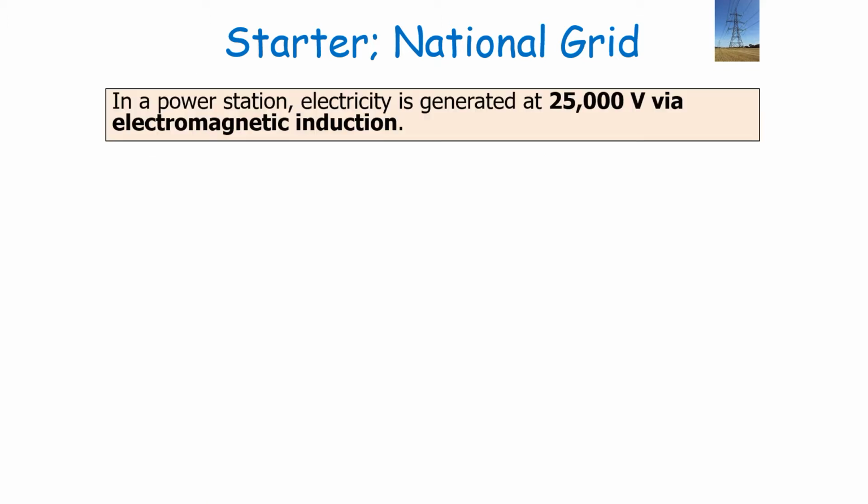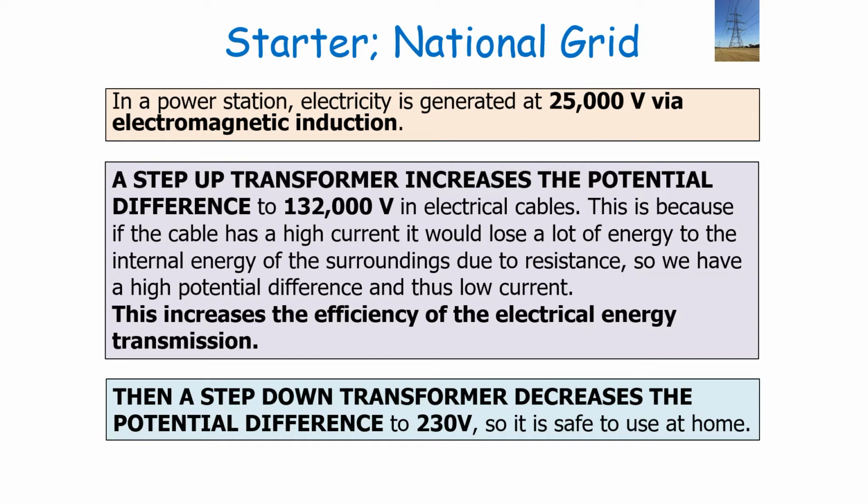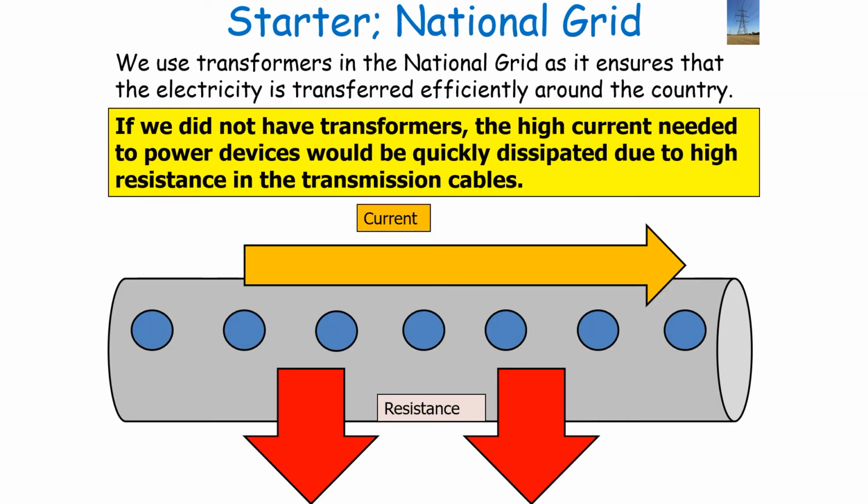So in a power station, electricity is generated at 25,000 volts via electromagnetic induction. Then a step-up transformer increases the potential difference to 132,000 volts in the electrical cables. This is because if the cable has a high current, it would lose a lot of energy to the internal energy of the surroundings due to resistance. So we have a high potential difference and thus low current. This increases the efficiency of the electrical energy transmission. Then a step-down transformer decreases the potential difference to 230 volts, so it's safe to use at home. So we use transformers in the national grid as it ensures the electricity is transferred efficiently around the country.